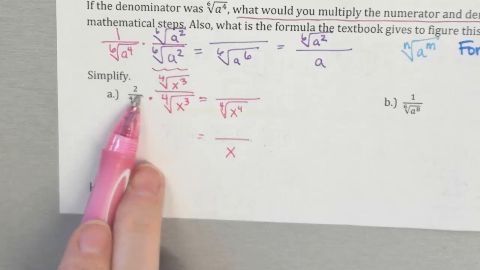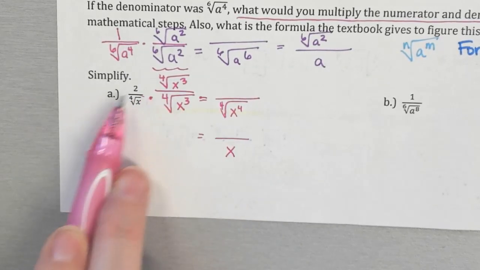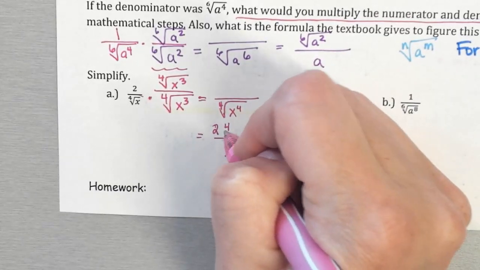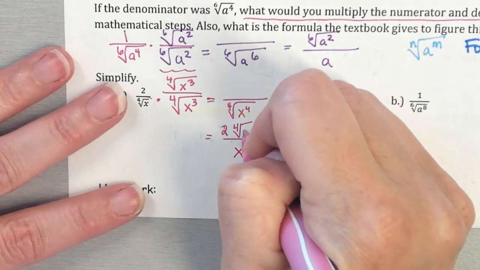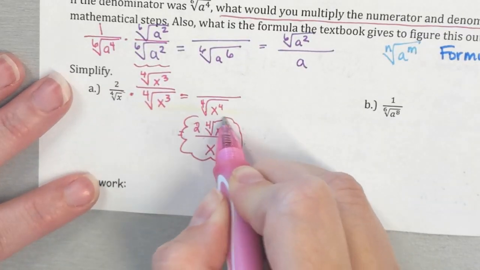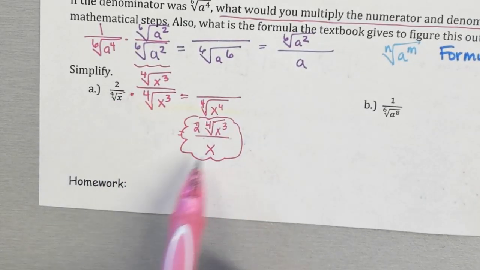And then on the top, if you are multiplying something in a radical by something that's outside a radical, you cannot put that inside. Whatever's inside has to stay inside, whatever's outside has to stay outside. So you're just going to multiply straight across like you do with your fractions.